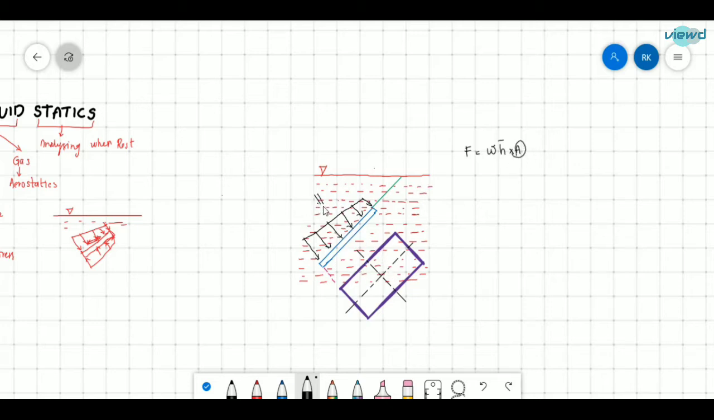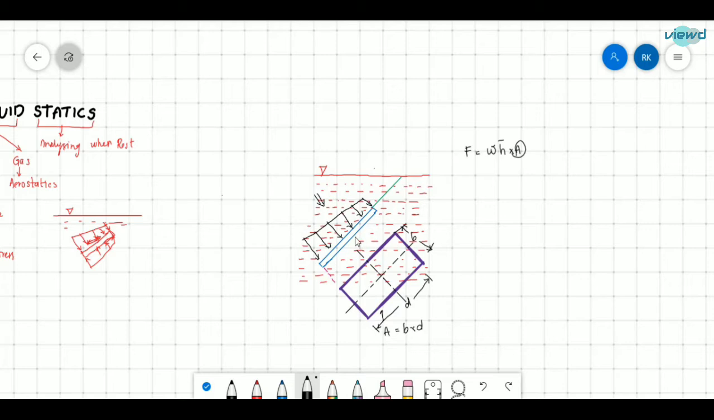If you look at this plate from here, in this view, it will be like this. Let me say this is B and this is B. This is B and this is D. So the area is equal to B into D for this rectangular plate. So F is equal to w h bar into A.